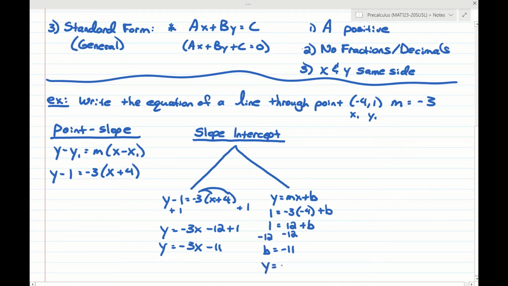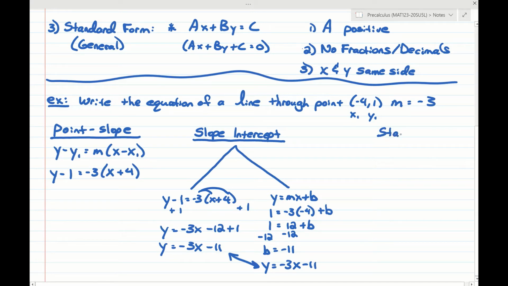So to tie it together, our slope and our y-intercept, you could see we get the same answer no matter which way we do it. I prefer the second way, but there's always maybe 20% of the class that likes the first way better.